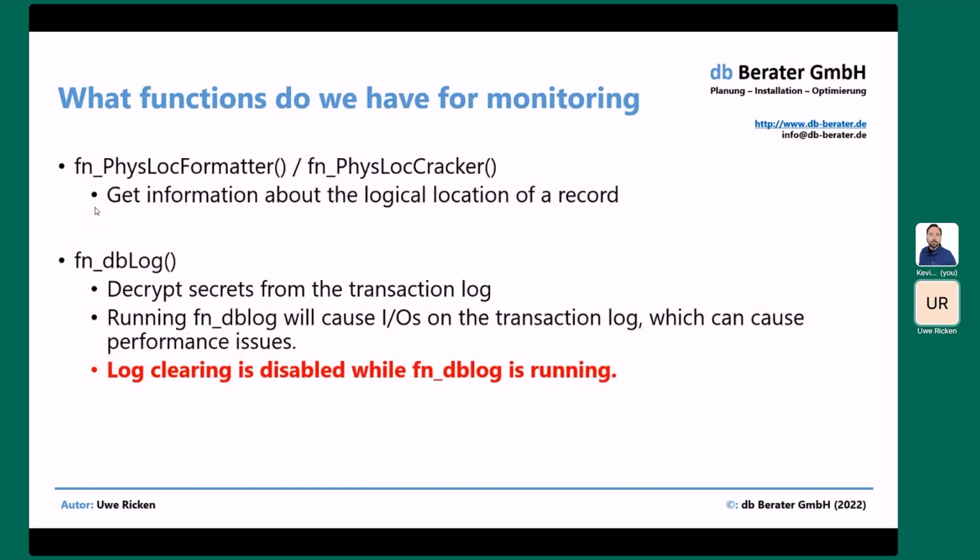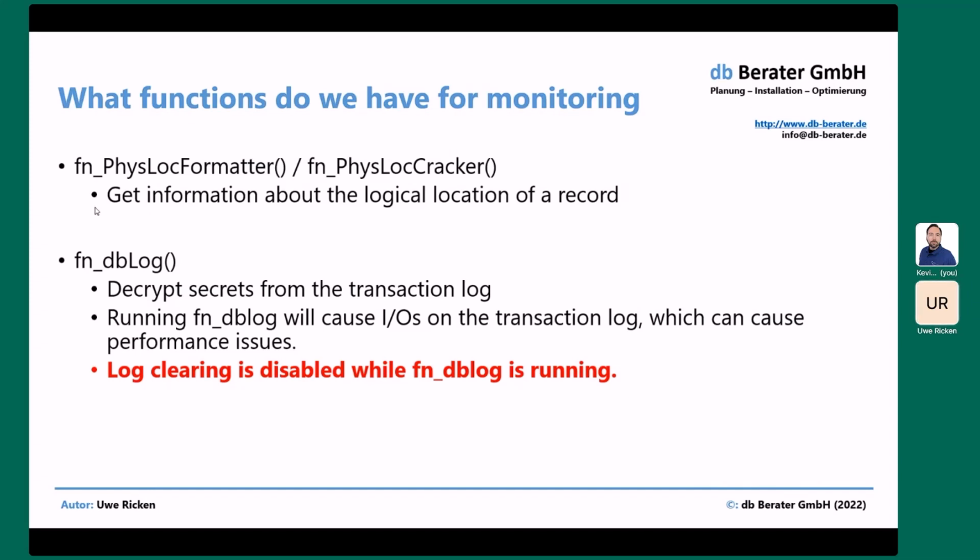So the functions I'm using, what you see in the demos, are the fn_dblog formatter, which gets information about the logical location of a record, and fn_dblog to have a look into the transaction log. The function fn_dblog should be used very carefully because, as every speaker will tell you, do not use this in production.